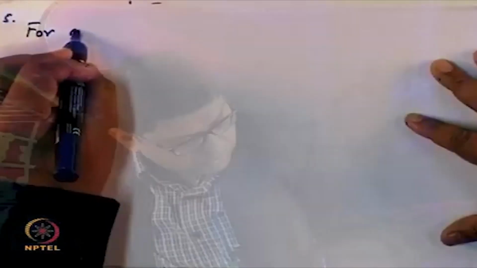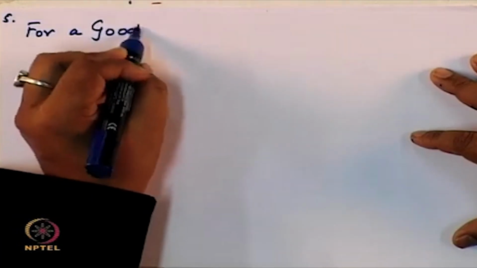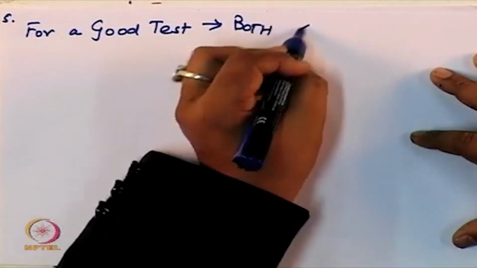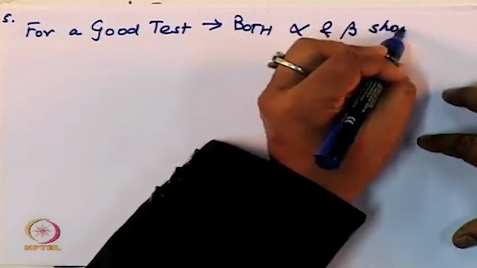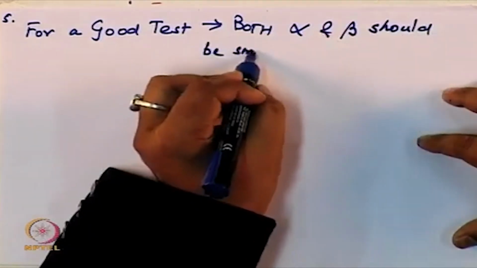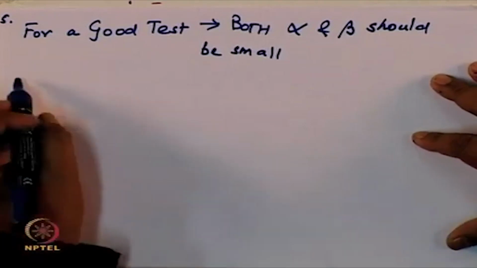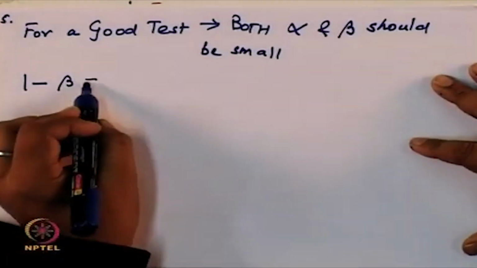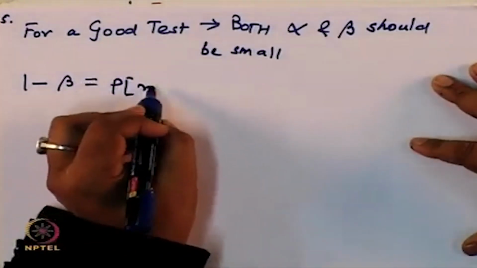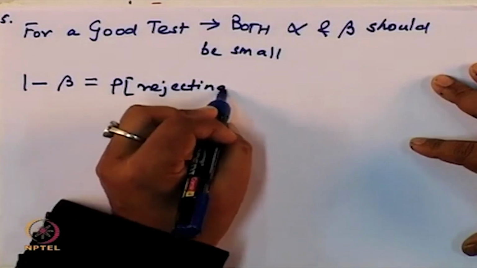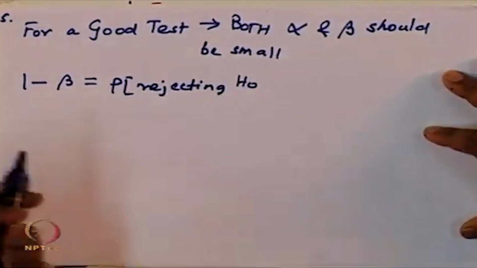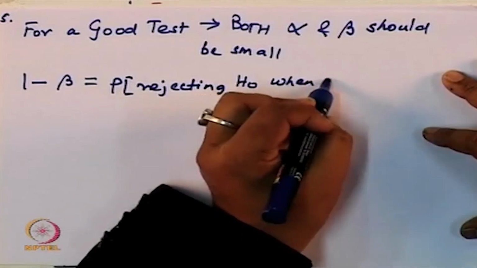So, for a good test, both alpha and beta should be small. Now, I can calculate 1 minus beta, which is nothing but the probability of rejecting H naught when it is false.